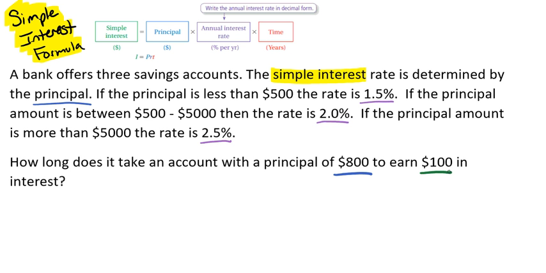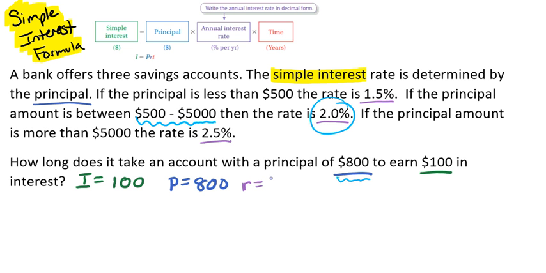So we need to know what we have and what we don't have. So let's find all of our pieces. So let's start with our I. So we know we want that interest to be $100. We know that our principal amount is $800, but we're not sure about our rate. So let's go back up, $800. So $800 is going to fit inside of the $500 to $5,000 range. So we'll be using the interest rate of 2%.